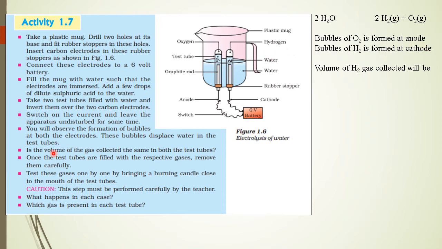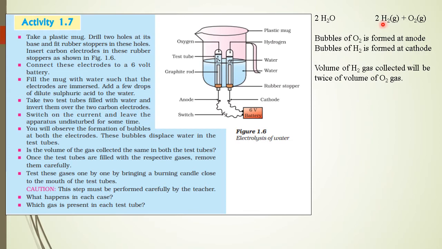The next question asks: is the volume of the gas collected the same on both sides of the test tube? No, the volume of the hydrogen gas collected would be twice the amount of oxygen gas. Why? Because of the number 2, which we added to balance the equation. Hydrogens were not balanced, oxygen is balanced. So if oxygen is 50 ml, your hydrogen would be 100 ml, twice of it.